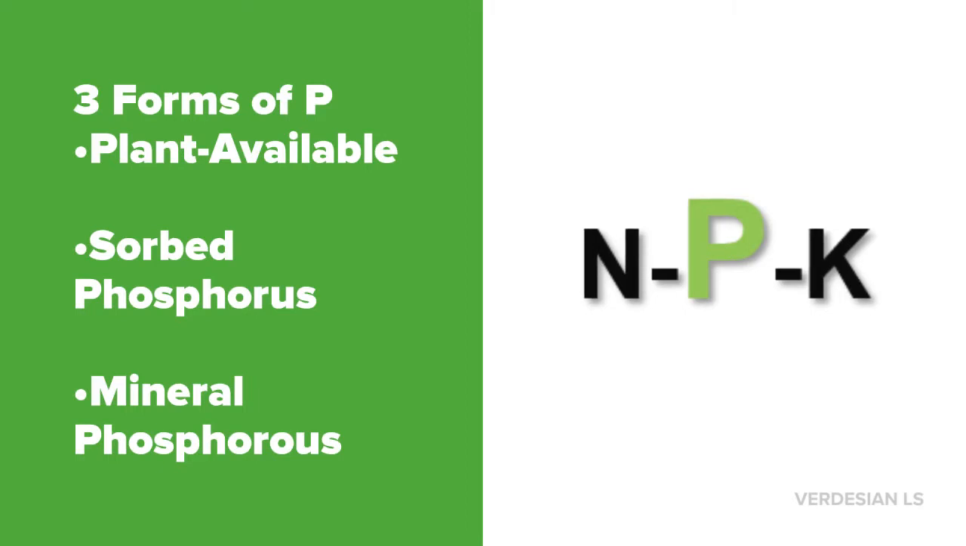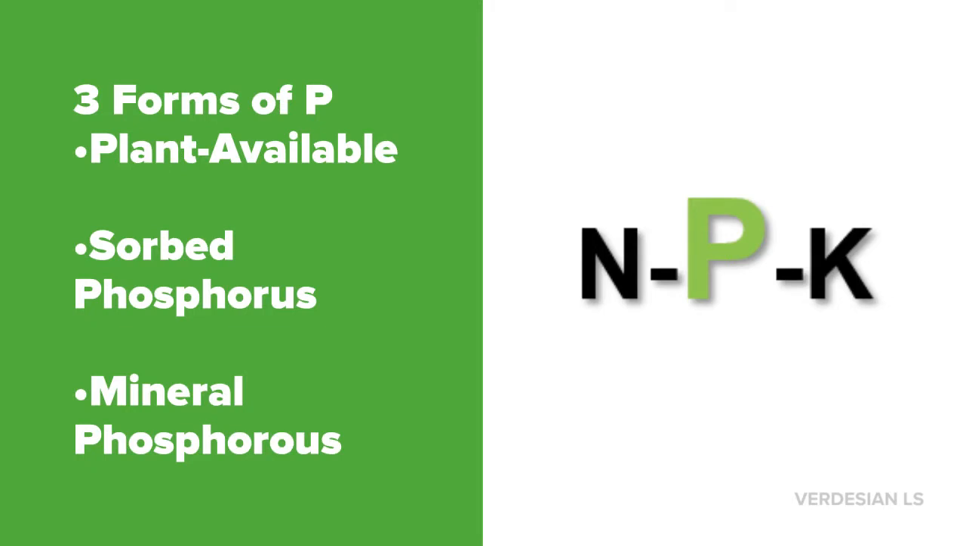Sorbed phosphorus is kind of that in-between phase between not available and available. So in this form, the phosphorus is attached to the clay surfaces like with iron, aluminum, and calcium oxides. And while it takes some time to break this down in order to make it into the available form.